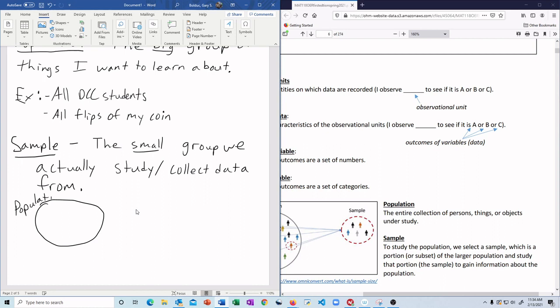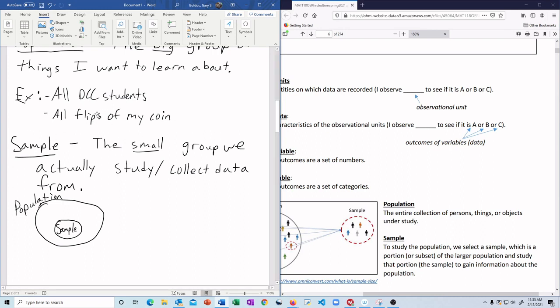Right, here's my population. And then, what's the sample? The sample's smaller, so we should draw a smaller circle. But the other key point is the sample is a part of your population. Here's my sample. So the sample is a smaller part of the population, but it is made up of the population. So if I'm looking at all DCC students as my population, then when I take a sample, it should still be DCC students. It's just not all of them. It's just the ones that I'm going to actually talk to.